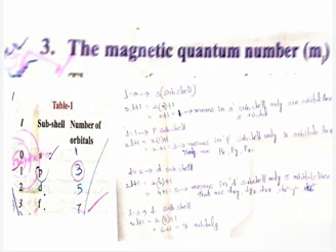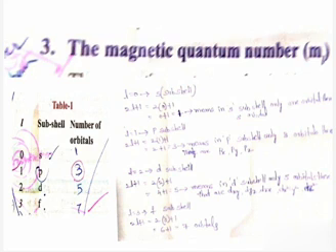When L is equal to 1, that is the P orbital. If you substitute L equal to 1 in the 2L plus 1 formula, what will come? 2 ones are 2, plus 1 is equal to 3. So 3 orbitals will come, and their names are Px, Py, Pz. And what are its ML values? Minus L, 0, plus L. Here L is 1 that we substituted, so the values are minus 1, 0, plus 1, and these are called Px, Py, Pz.